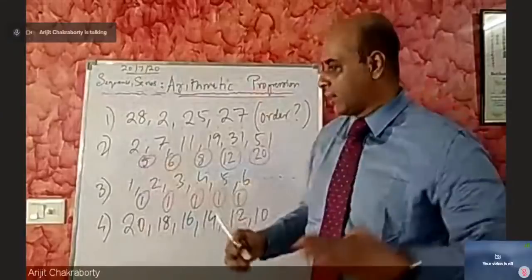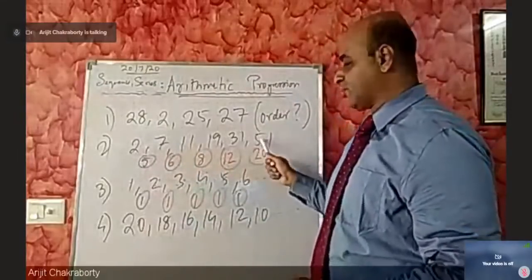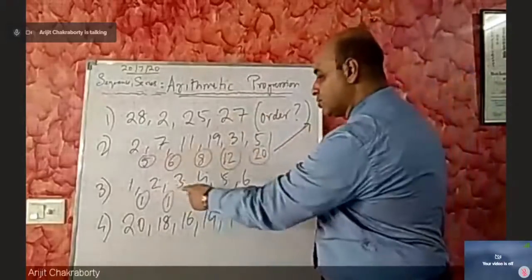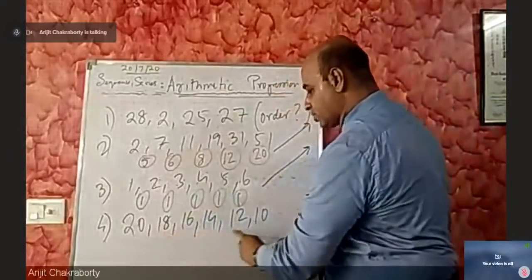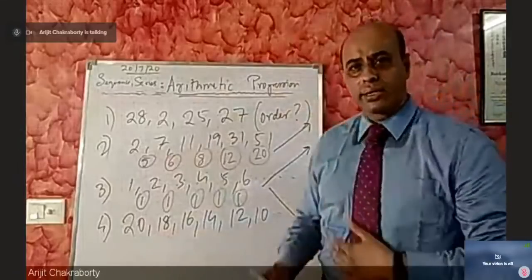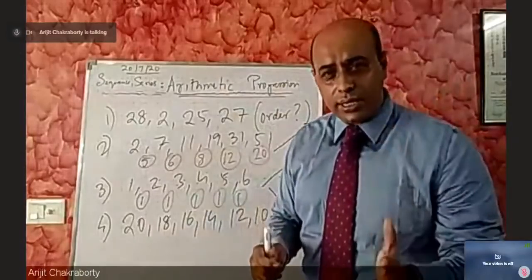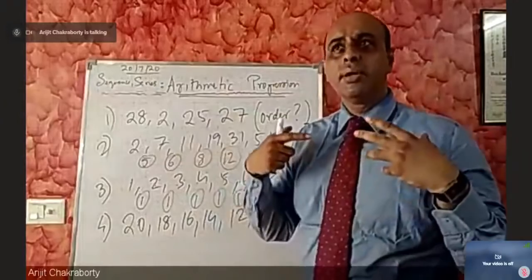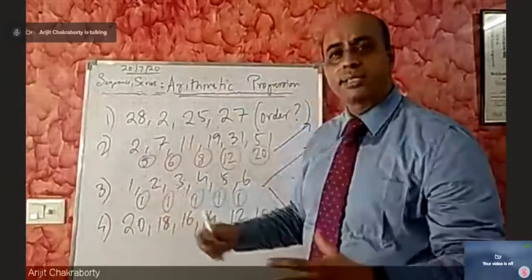Instead of increasing, here it was increasing. 1, 2, 3, 4, 5, 6, increasing order. 2, 7, 11, 19, 31, 51, increasing. But 20, 18, 16, 14, 12, 10, this is decreasing. Fine. So it is a sequence because it obeys a decreasing trend. You can find some trend in the sense that it is coming down.